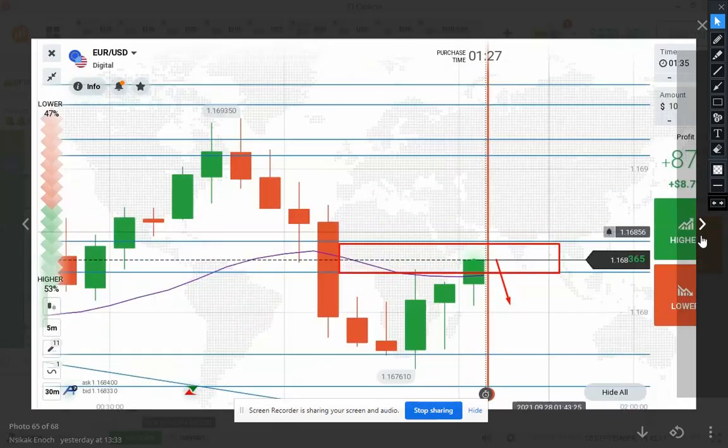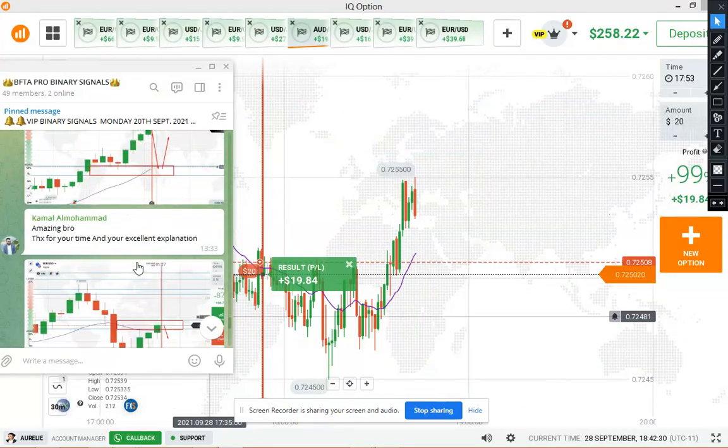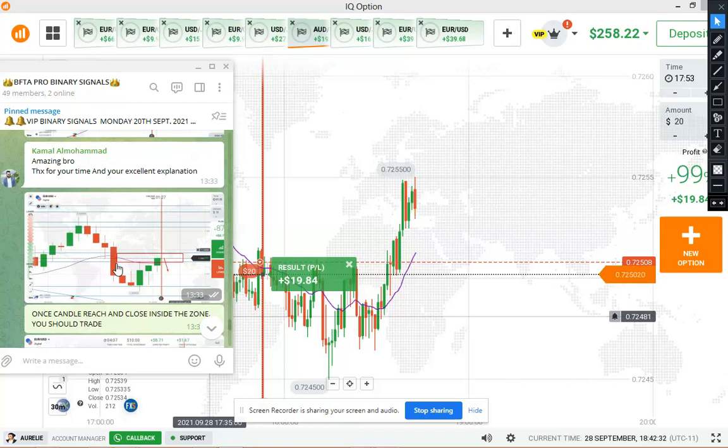Same thing here and here also. I think we took this trade because the candle closed inside the zone. Here, the candle closed inside the zone. That is Euro USD. So once the candle reaches and closes inside the zone, you should trade.